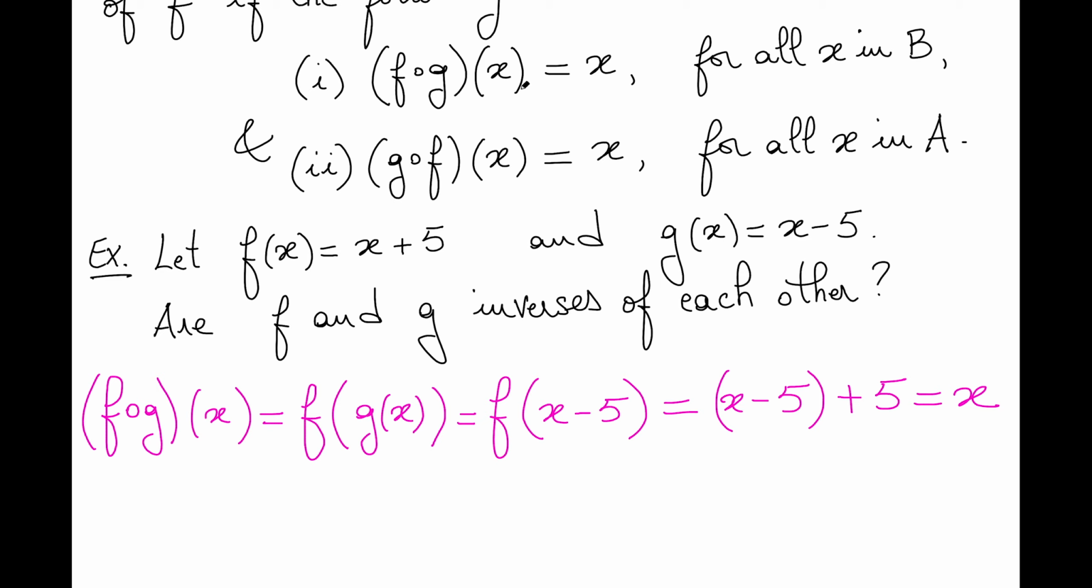We get that this guy is equal to this guy. So if you plug in x in the composite function f composed with g, you get back the x. So as long as you are composing them in this order, there's no action. You plug in x, you get it back. So condition 1 is verified.